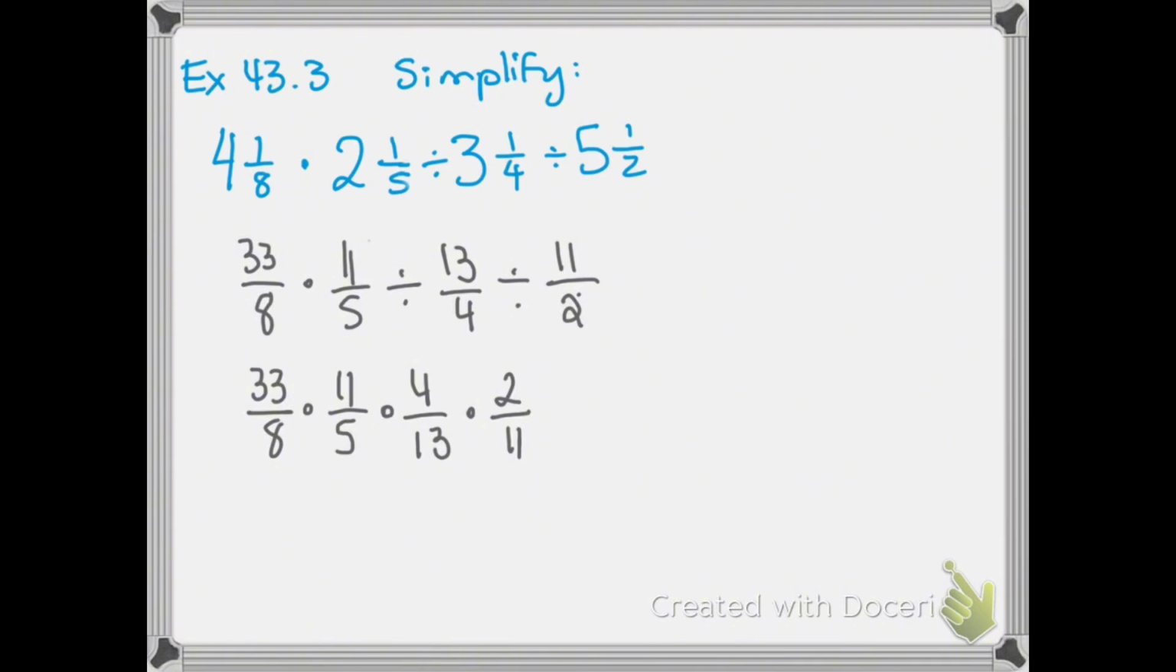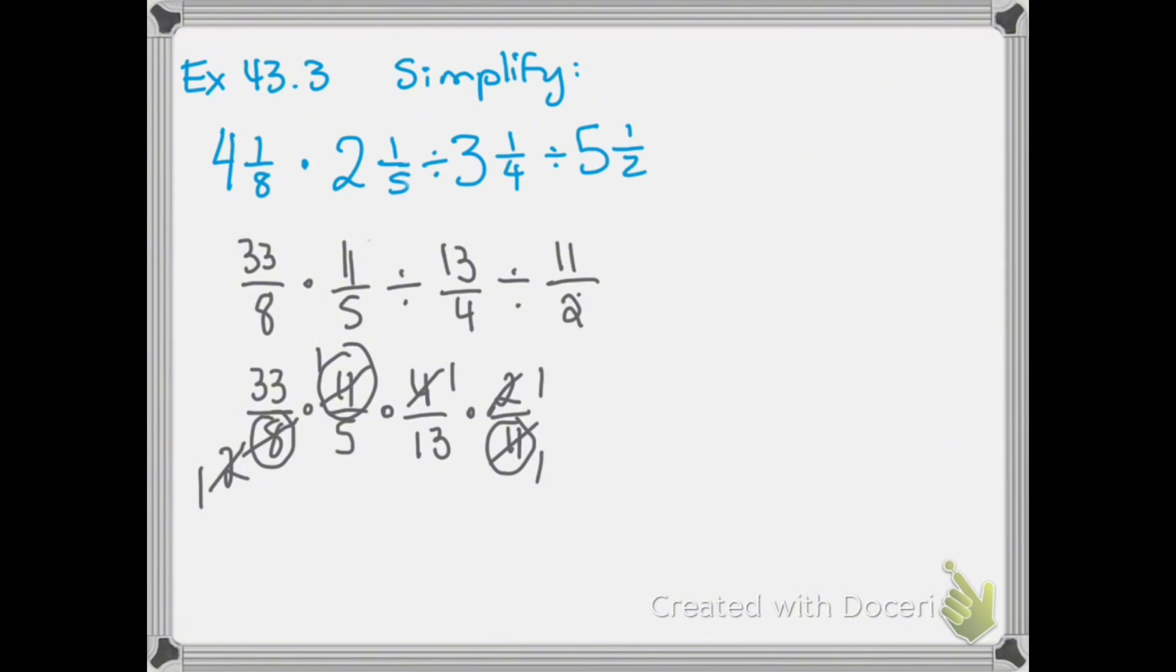So once we get this, we're going to simplify what we can, or reduce, before multiplying. Now I could divide the 33 by 11 and the 11 on the bottom, but I always try to look for the ones that are exactly the same. So since I have 11 both on the top and the bottom, I can divide both of them by 11, and the answer is 1 for both of them. Then we have the 8 divided by 4, which is 2, and 4 divided by 4, which is 1. Then we have 2 divided by 2 is 1, and 2 divided by 2 is 1.